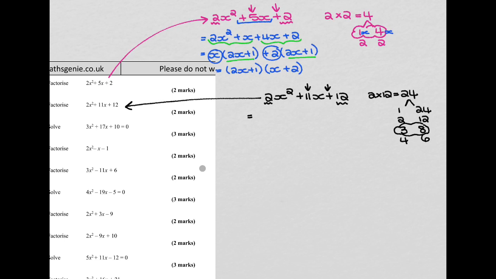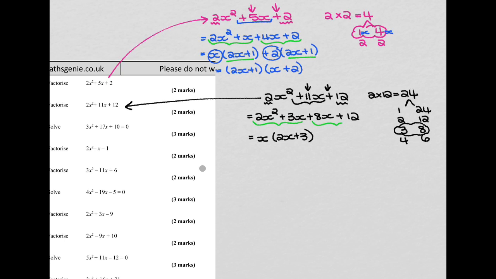So I write down the first term again, 2x squared. But now I'm going to split this up. And I split this up into 3x and 8x. Then I write down the plus 12. Factorize in parts. So if you factorize the first two, the only thing that can come out is an x. And I'm left with 2x plus 3.